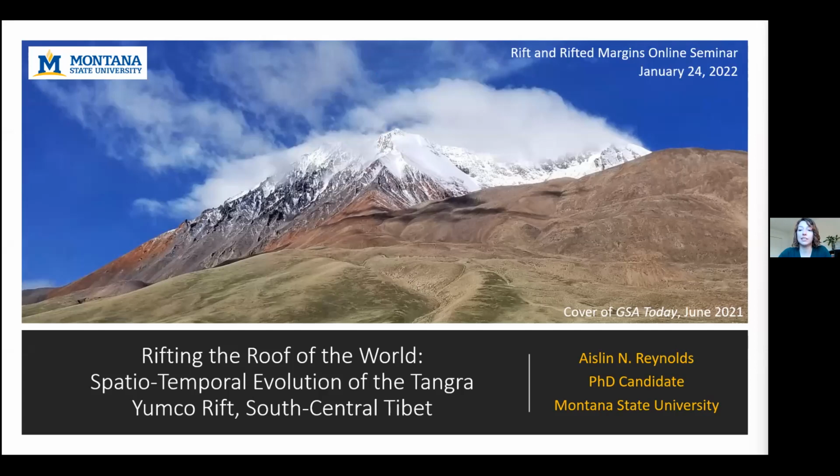I'm excited to share some new results from my PhD research in the Tangra Yumco Rift of South Central Tibet. This photo was actually on the cover of GSA Today in June last year. And it's one of the larger mountains within the Tangra Yumco Rift, over 6,000 meters or over 21,600 feet. So it was a great backdrop to much of our time on the plateau.